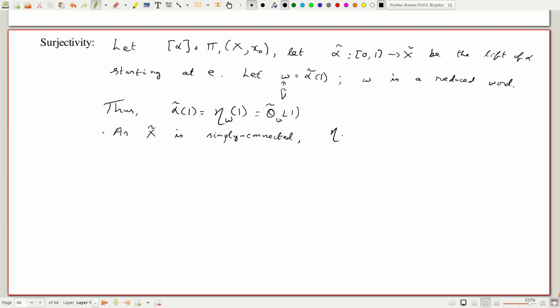Okay, so it follows that eta W is homotopic to alpha tilde. Okay, so this is theta tilde. So this implies that the class of alpha is the class of theta of W. But that is the same as phi W. Not phi sub W, but phi of W. Done. We have surjectivity as well.